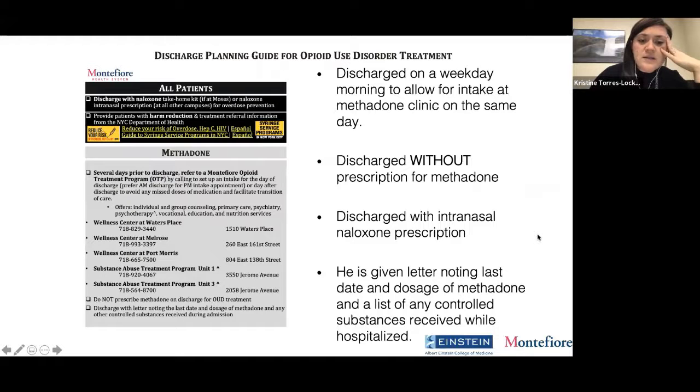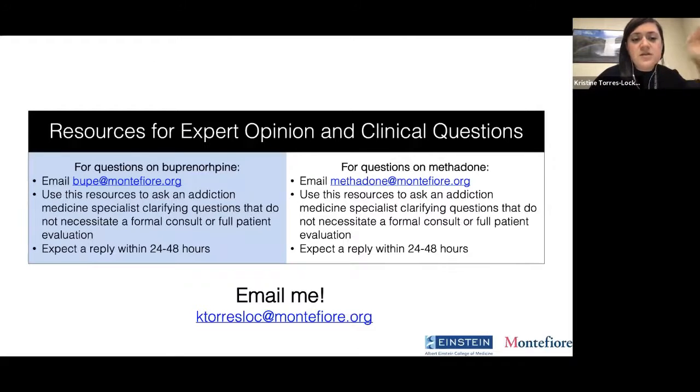Any questions on this? There are these 2 emails that essentially exist for quick curbside questions. So there's bupe@montefiore.org, which you also use to refer patients, but it's linked to several addiction medicine doctors that can give you a call if you have a curbside question. It says expect a reply in 24 to 48 hours, but oftentimes we check it all the time and would respond in a couple hours. And then the same sort of exists for methadone. So if you have a question about methadone or a case, you can also email that one. I'm happy to field any questions as well.